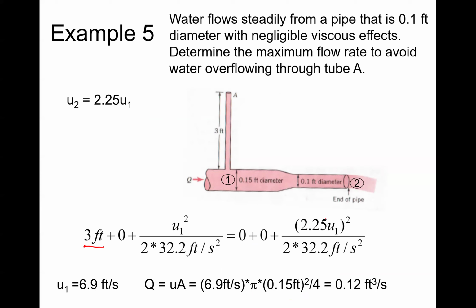That gives me a velocity of 6.9 feet per second, and then I can calculate a flow rate of 0.12 cubic feet per second. That was basically what was asked for, a flow rate. Since I have u1, I need to calculate it using A1, which is with the 0.15 foot diameter pipe.